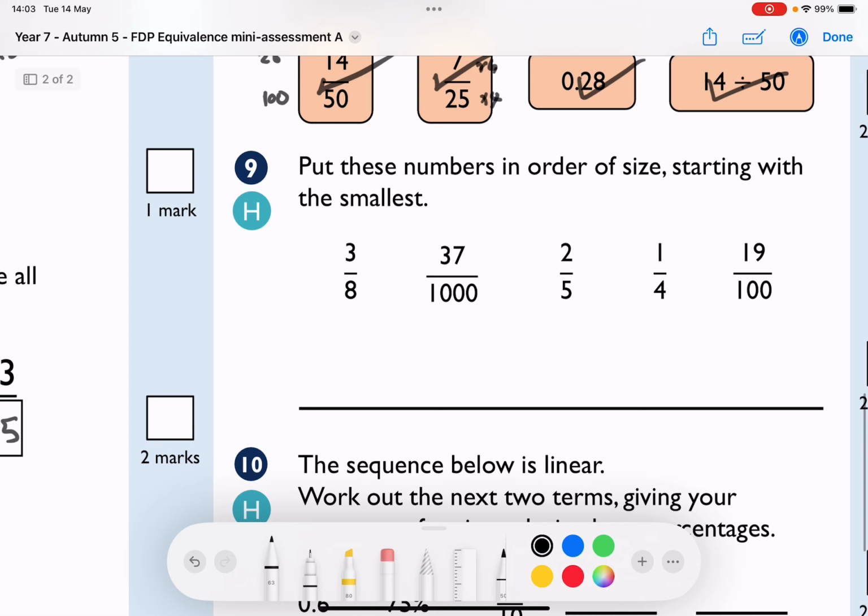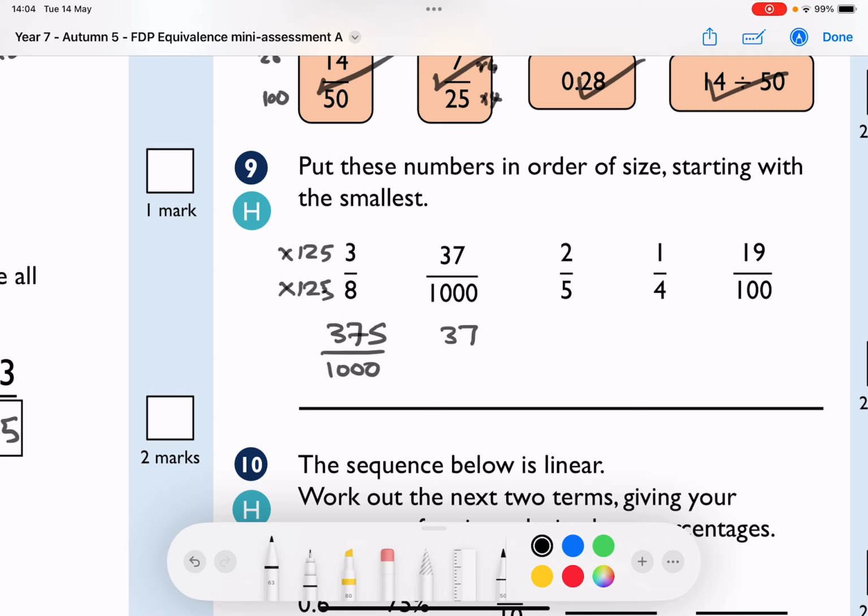Put these numbers in order of size, start with the smallest. Really, for me to be able to do this, I need to make everything have the same denominator, and in fact I can make all of these into 1,000. Probably the harder of the ones is to make 8 into 1,000, where I can do that by 125. So if I times 3 by 125, what I get is 375.